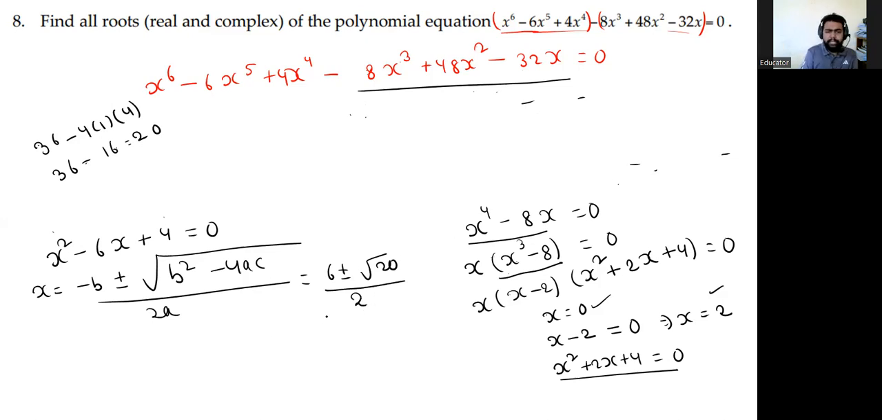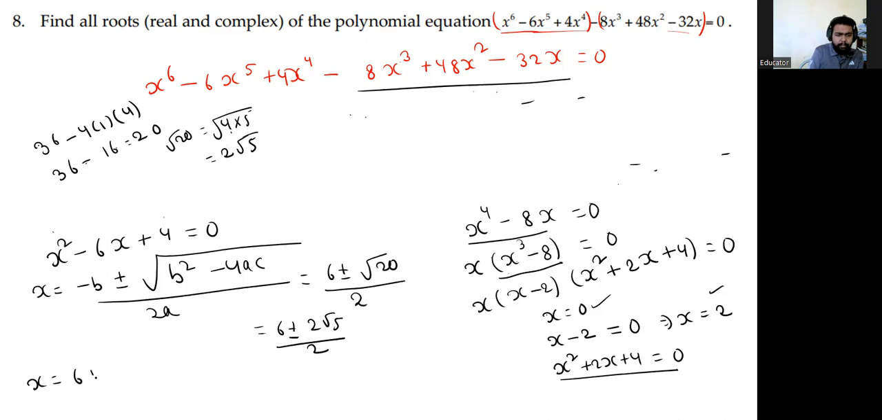Okay, from here I could get two answers. I could also simplify this root 20. Root 20 can be written as 4 times 5 within root. 4 is a perfect square, so it will come outside and become 2 root 5. So this can be written as 6 plus or minus 2 root 5 divided by 2. So there would be two answers. The first answer would be x is equal to 6 plus 2 root 5 upon 2. And the second answer would be x is equal to 6 minus 2 root 5 divided by 2, right?